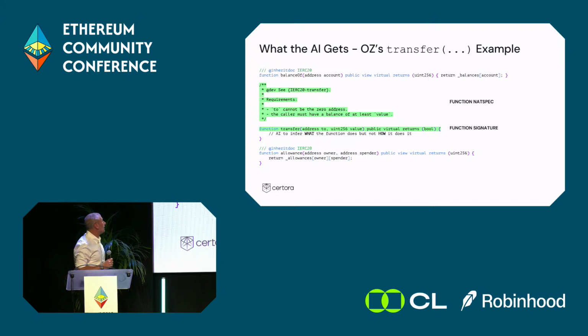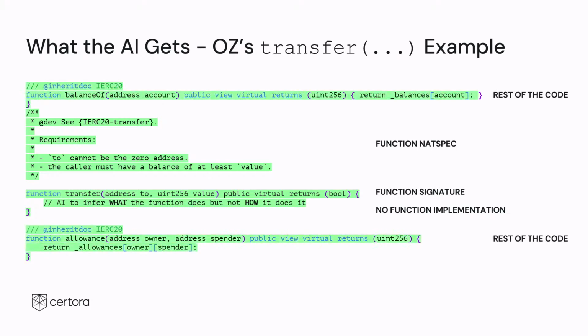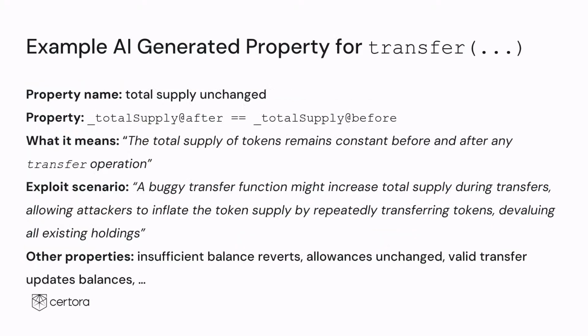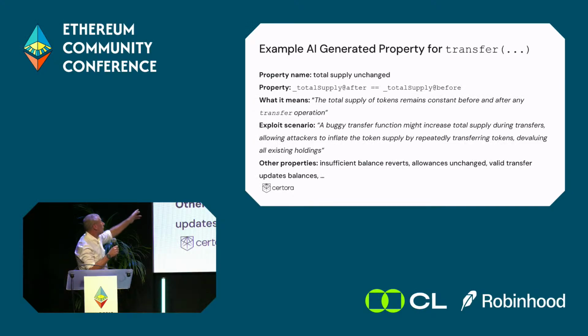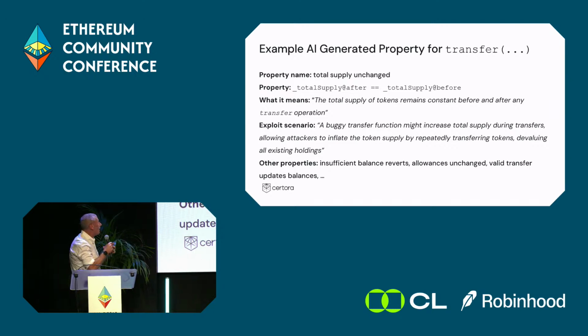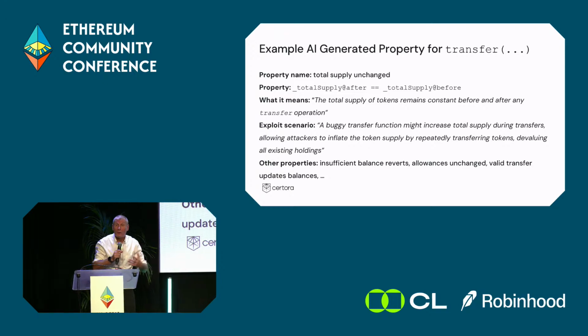So this is what we do. Let's see what it inferred. It infers a very simple property: that the total supply is unchanged. It's still a simple property. And it also infers a potential exploit scenario: that a buggy transfer might increase the total supply. So it infers both of these.